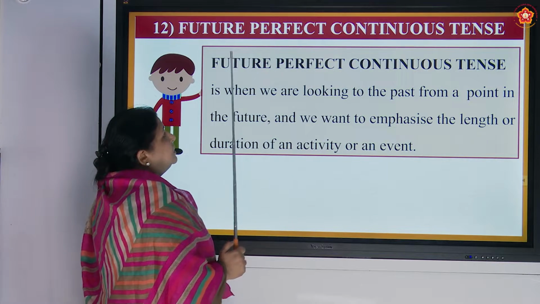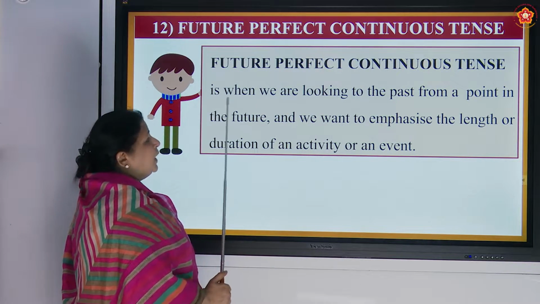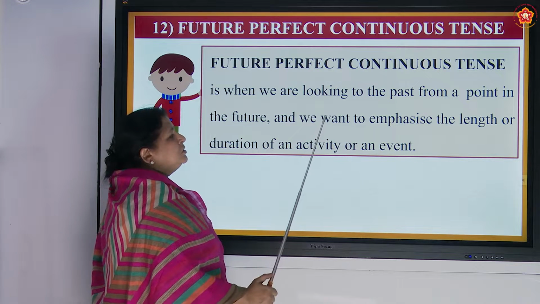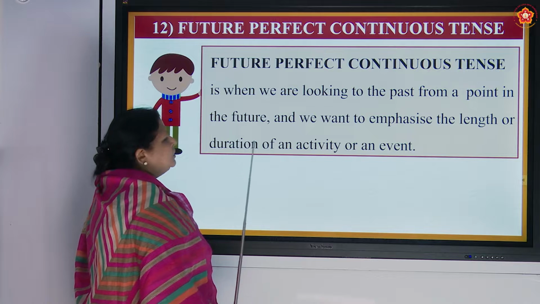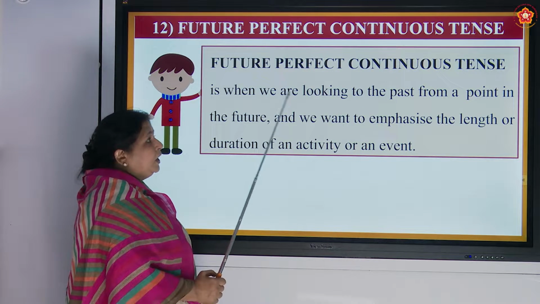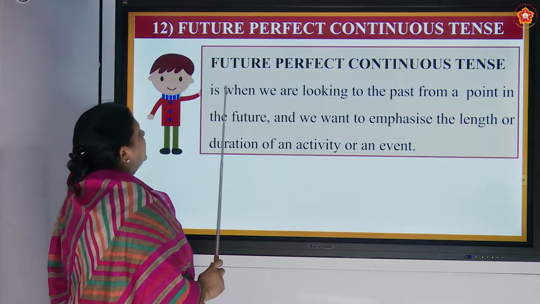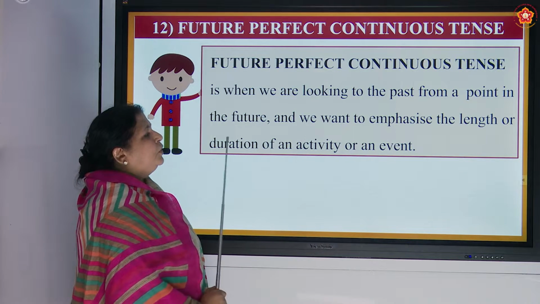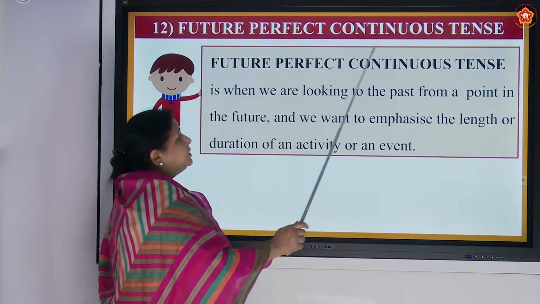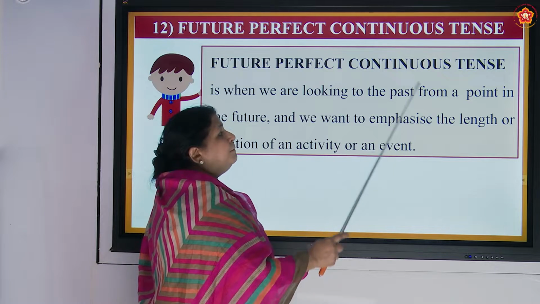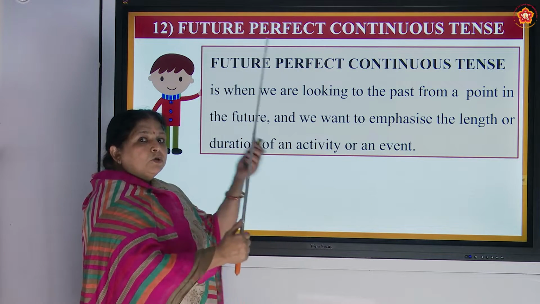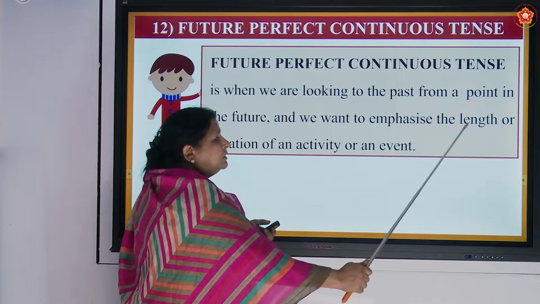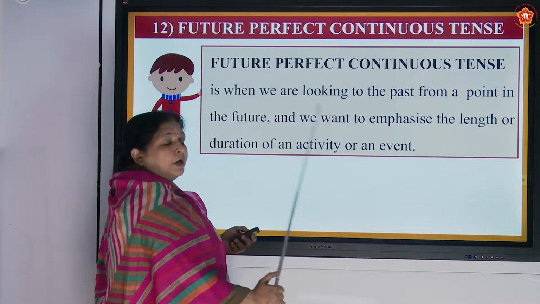Future perfect continuous tense is when we are looking to the past from a point in the future. We want to emphasize the length or duration of an activity or an event. Okay? So now you have understood something, yes? Correct. Now, because we are in the 12th tense, you should know. So, looking to the past from a point in the future, and we want to emphasize the length or duration of an activity or an event, okay.